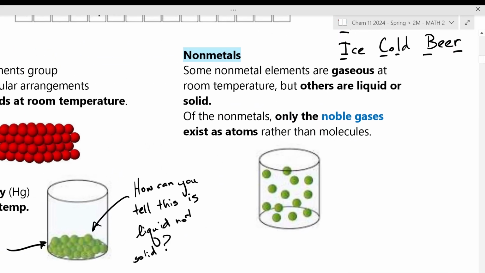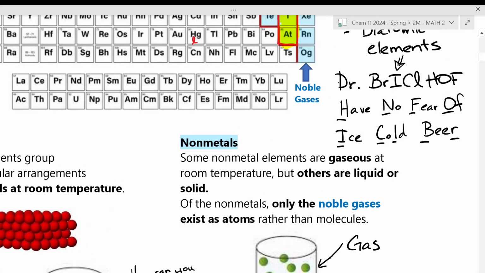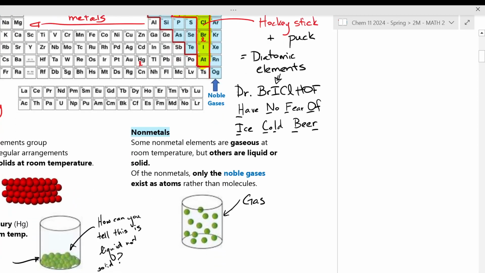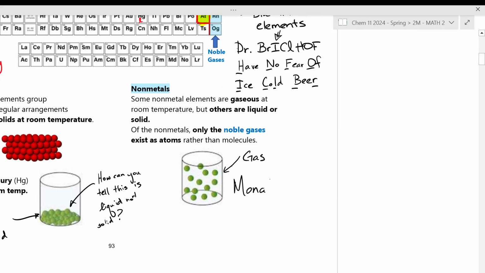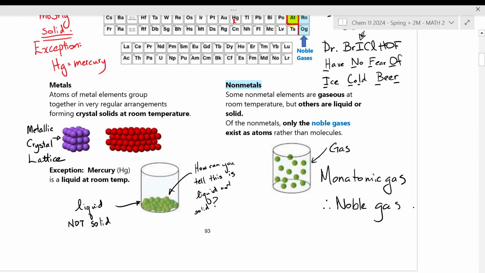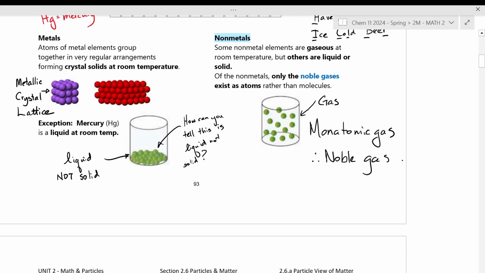So what do we have over here? What state of matter is this? That is a gas. Is it one of our diatomic gases? No, so I would like you to look at the elements and tell me what type of gas that would be. It would be a noble gas, okay? This is a monatomic gas. Therefore, it is a noble gas. We good? Cool. All right.